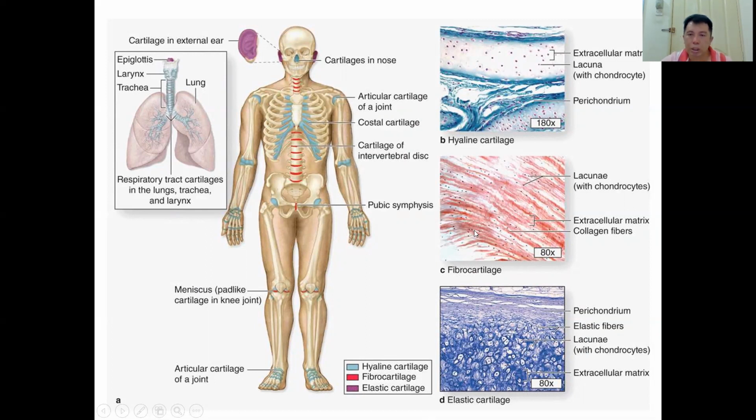Then fibrocartilage is the very strong one, found in the vertebra, the knee, and the pubis. It can resist high pressure. Then elastic cartilage, as the name says, is elastic. It is found in your ear, so that's why you can bend your ear but you cannot bend your nose. The white one here we also can't bend.